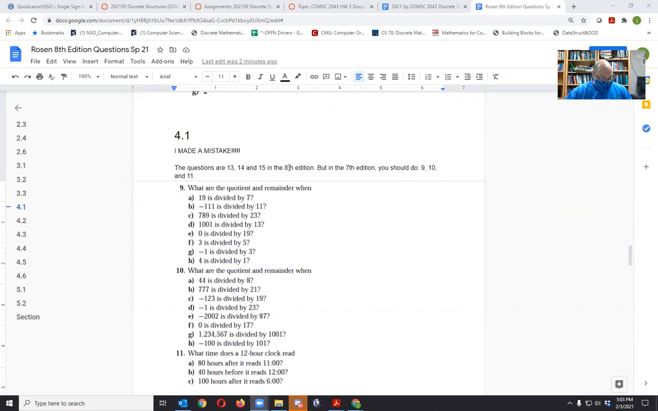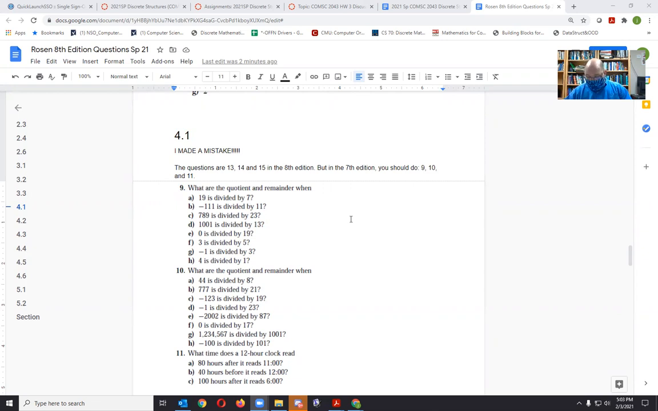So the first question is, what's the quotient and remainder when 19 is divided by 7? Well, let's just work through that right quick. 7 times 3 is going to be 21, so it's got to be smaller than 3, but we can do 2. So 7 times 2 is 14. 19 minus 14 is going to be 5. And so that's going to be good.